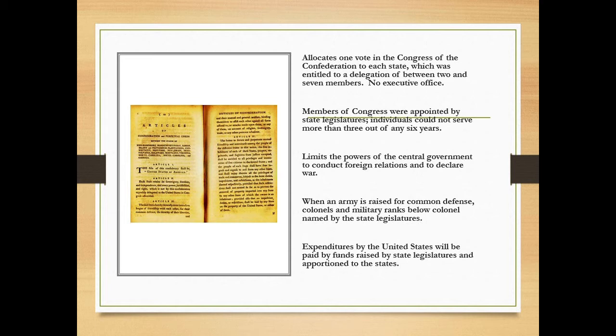It limited the power of the central government to foreign relations and to declare war. But this is really kind of a joke, as I'm going to show you. Both John Adams and Thomas Jefferson were ambassadors during the Articles of Confederation. John Adams to England, to the court of St. James, to King George, and Thomas Jefferson to France.